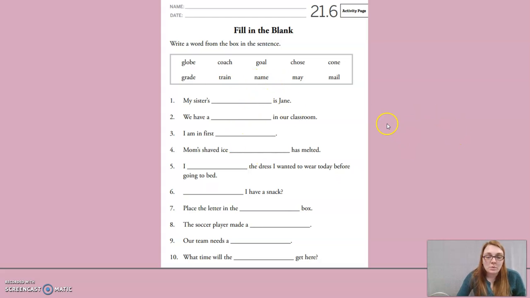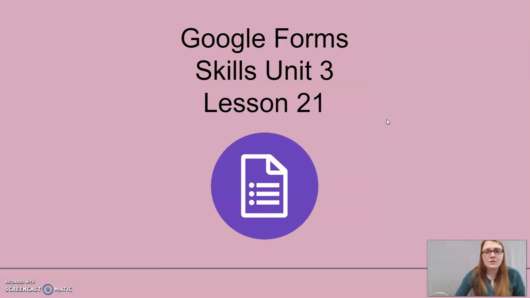Okay, so finish 21.6. And if you don't have these sheets, you will simply fill out the Google form for Unit 3, Lesson 21. Okay, make sure you finish your reading and writing for that story map as well.